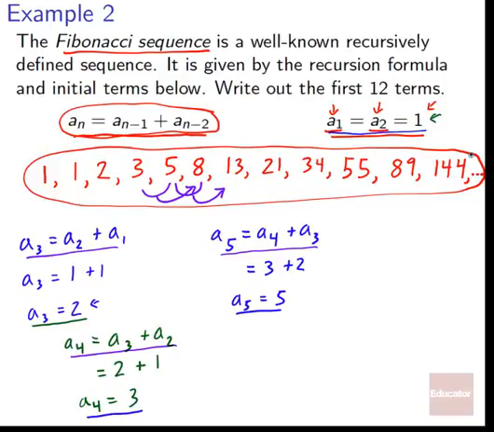Cool. The Fibonacci sequence has some other interesting properties. You might wind up studying it more in the class that you're currently in or in a future class. It's a pretty cool thing, but that's enough for us now just to understand how it works.